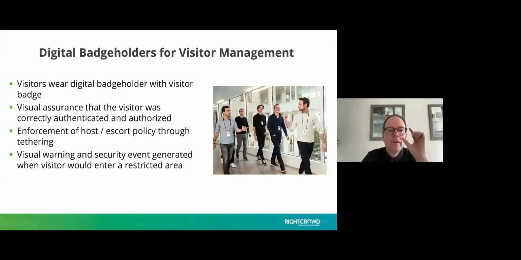Great. Okay, our second question is, what are some of the potential privacy concerns associated with implementing these security wearables? And how can organizations ensure they are protecting visitors' personal information?